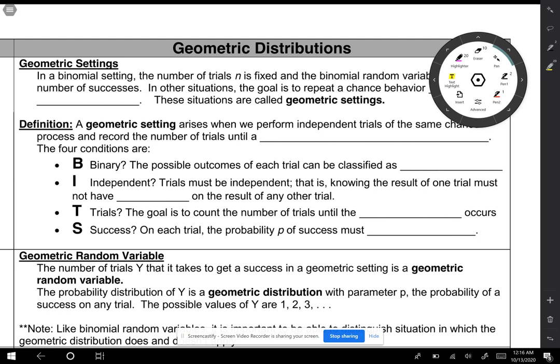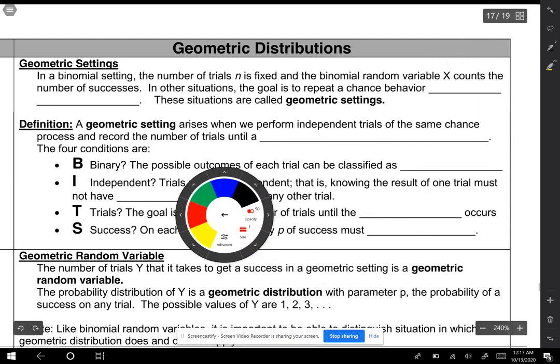The last couple of times we've been talking about binomial settings and binomial distributions. In a binomial setting, the number of trials n is fixed and the binomial random variable x counts the number of successes. In other situations, the goal is to repeat a chance behavior until the first success occurs.